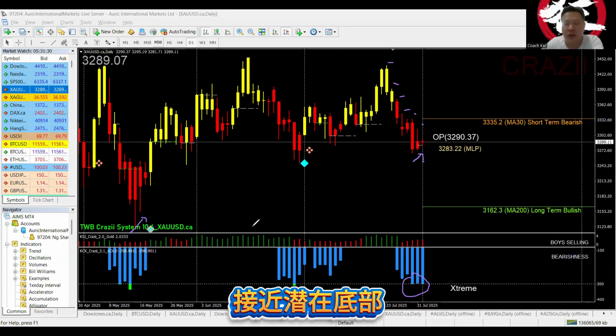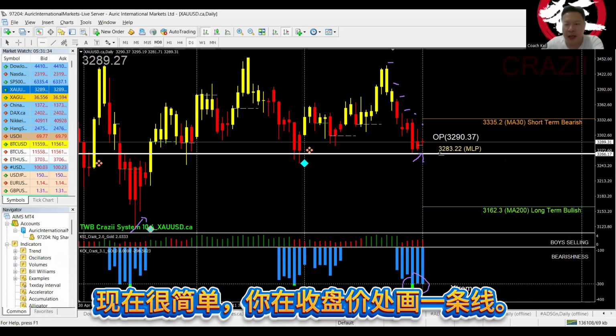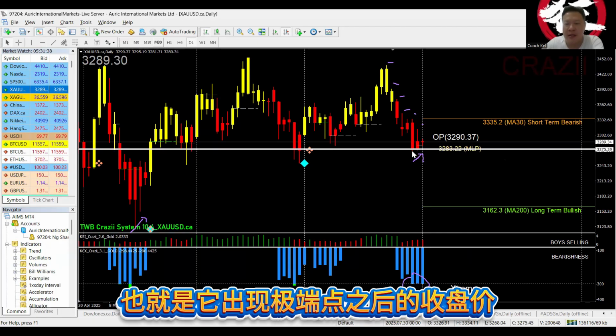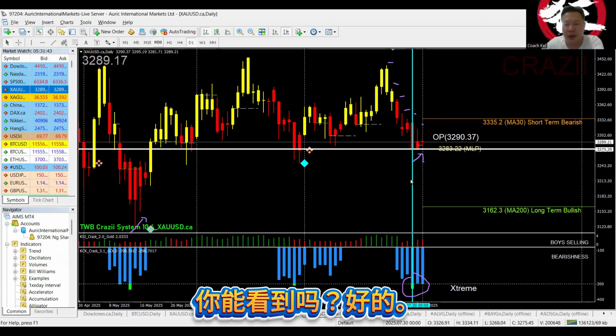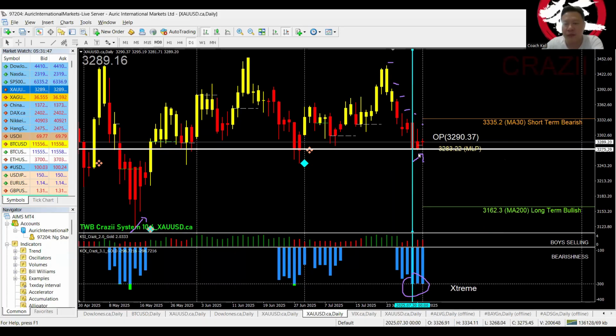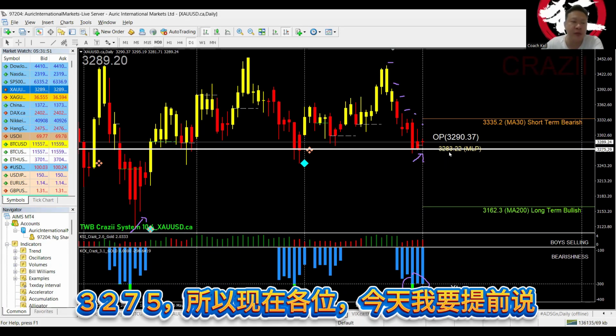near a potential bottom. Now, very simple, you put a line at the closing price where the market is, the closing price of when it has the extremity. Can you see that? The one that has extremity. Now, what's the price there? The price is 3275, 3275.